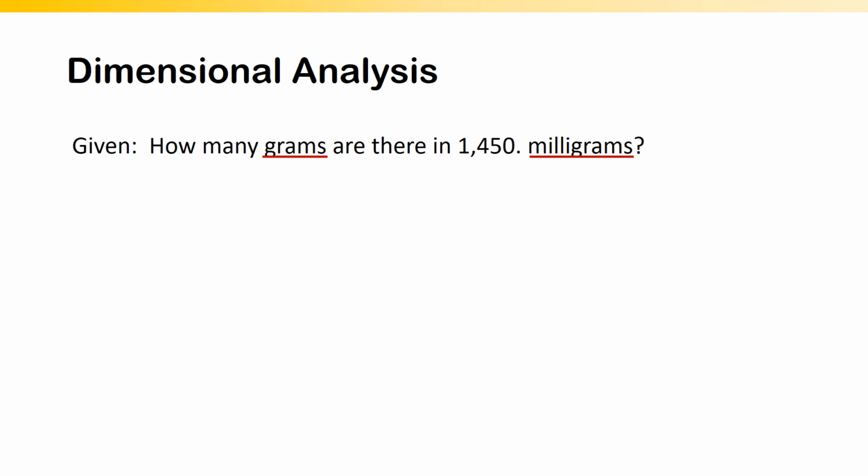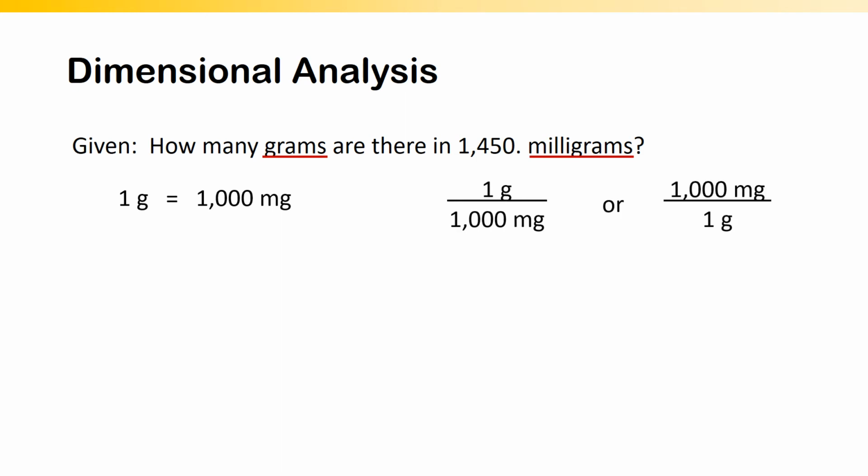Now the second thing we need to do is to determine the relationship between the units we're given and the desired units for our answer. So what's the relationship between grams and milligrams? It is that 1 gram equals 1,000 milligrams. And as you know, when you have a relationship like this, you're going to have two conversion factors, and it's our job to pick the correct one.